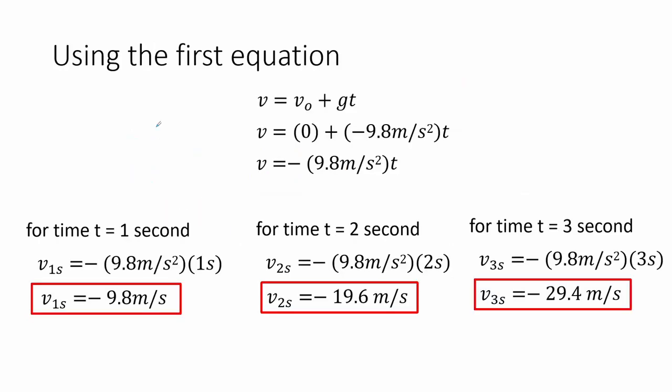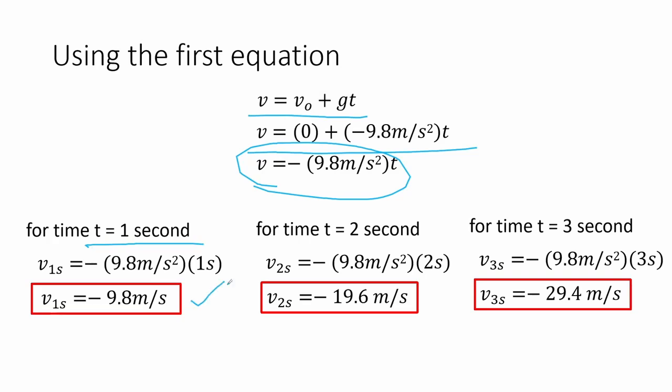Let's try first equation 1 to solve for the velocity. We substitute the given values and see that the formula for v using equation 1 is equal to the negative of acceleration due to gravity times time. Let us substitute the different values of time, which gives us negative 9.8 meters per second. Similarly for time equals 2 and 3 seconds.